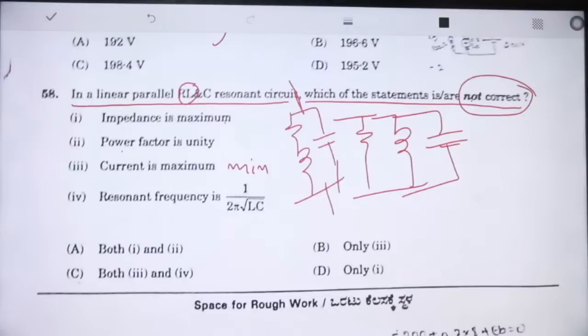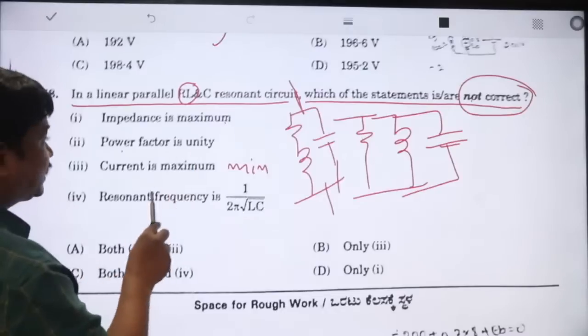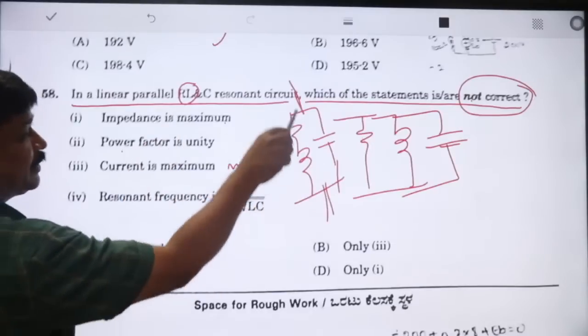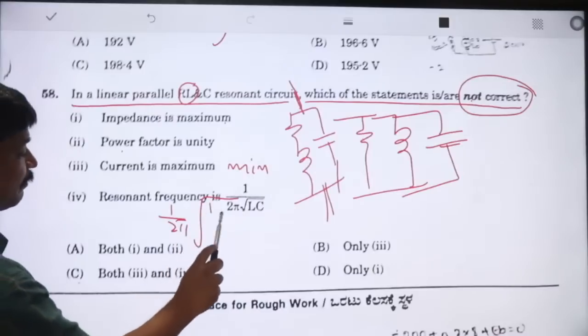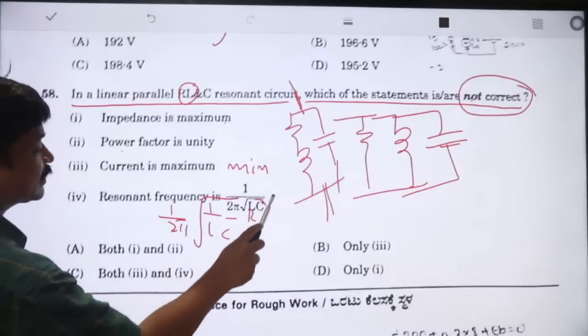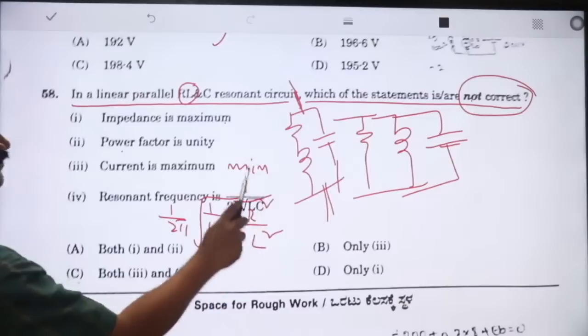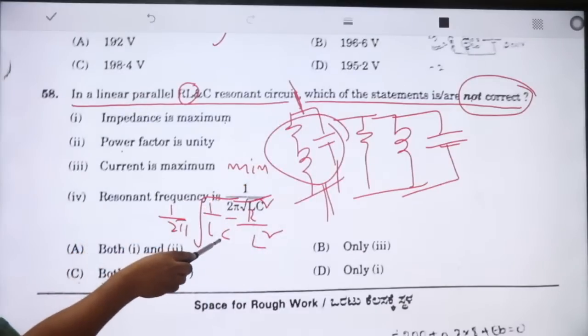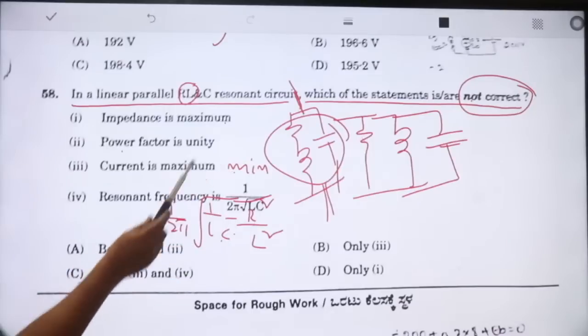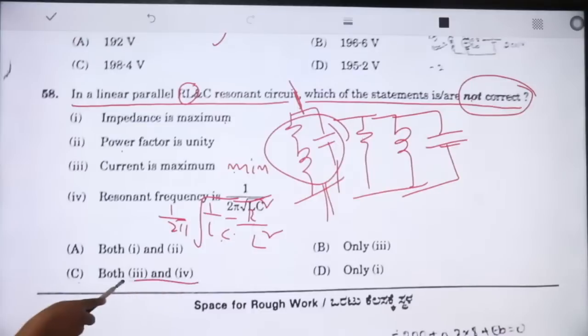What is the resonance frequency for a tank circuit? 1 by 2 pi root of 1 by LC minus R square by L square. This is the resonance frequency for this parallel tank circuit. This is also false. This is right. These two are where it is available. 3 and 4 are available.